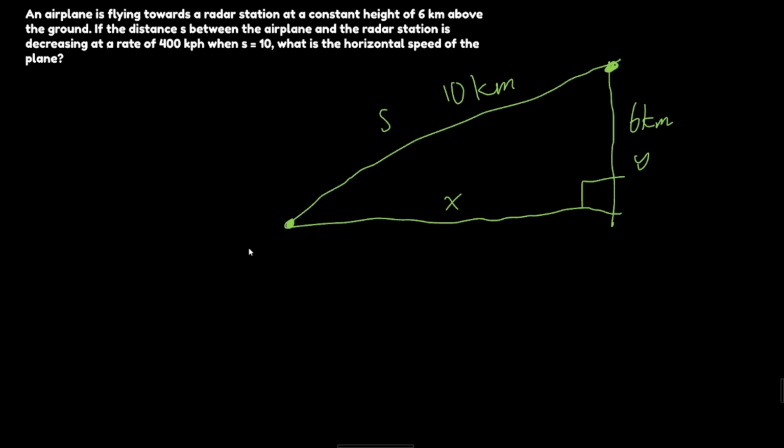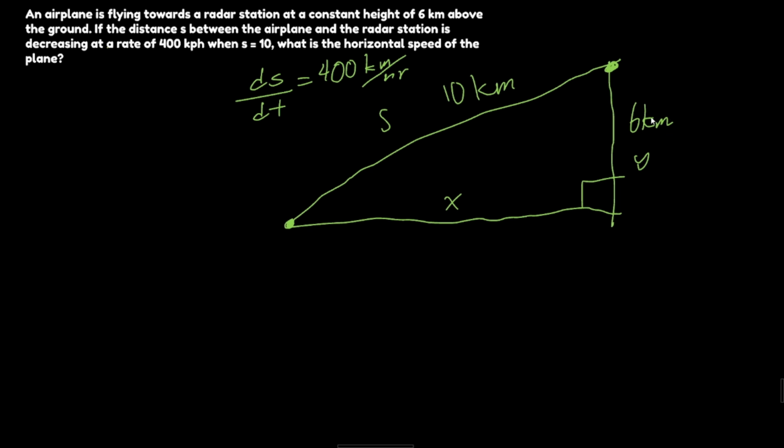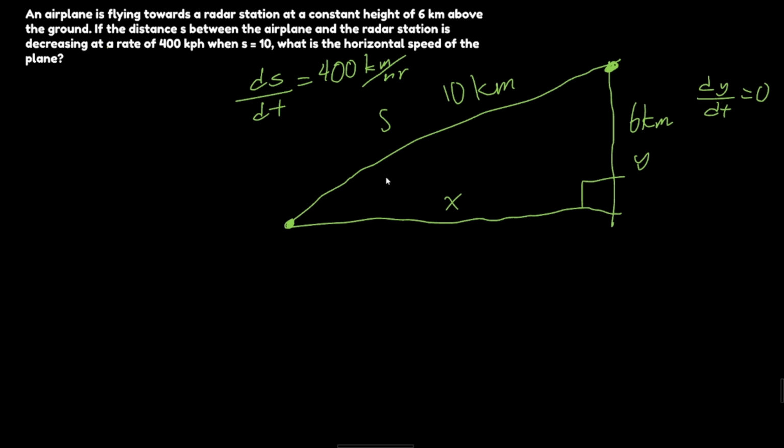For example, it says here that the distance is decreasing at a rate of 400 kilometers per hour. That means that the distance s with respect to time is decreasing at 400 km per hour, and that's a rate that's given, right? And we also know that y isn't changing, so dy over dt is 0 because it's constant. Related rates really uses these values more compared to optimization, where we're trying to figure out the value. This one, we're just trying to reveal what's missing. Anyway, back to what we were doing.